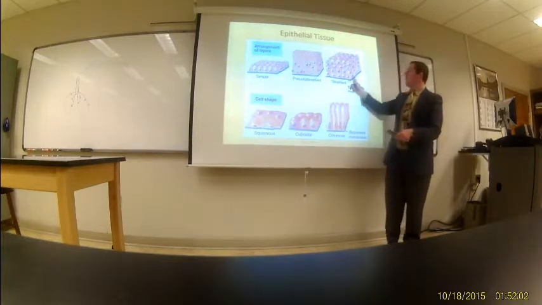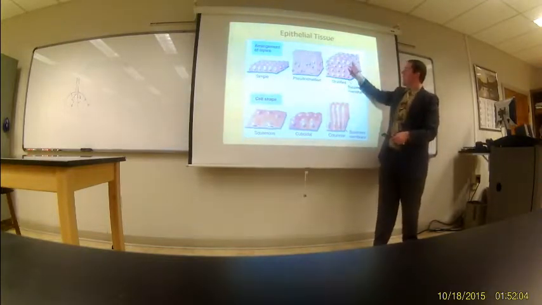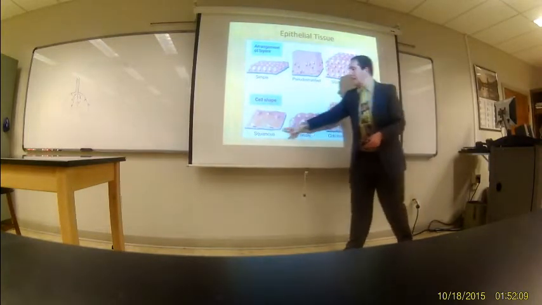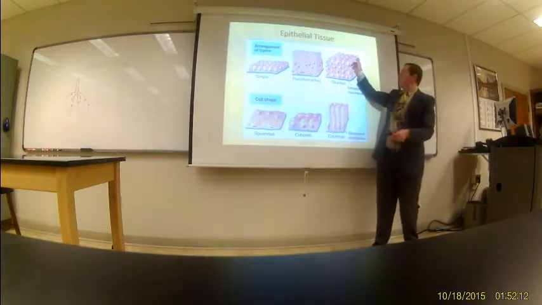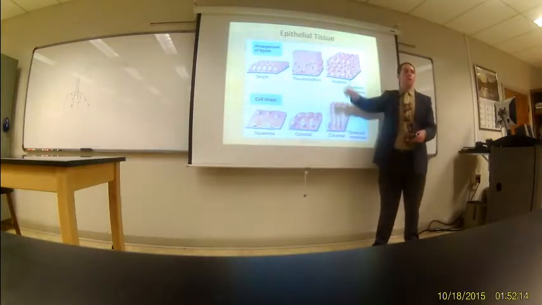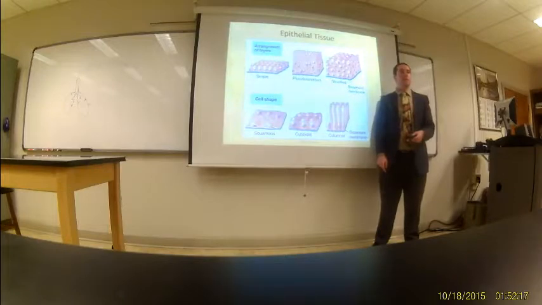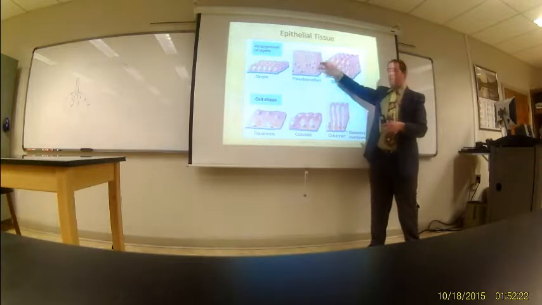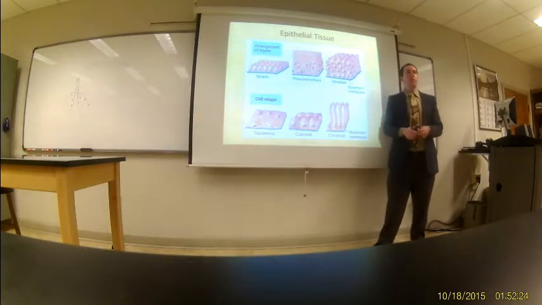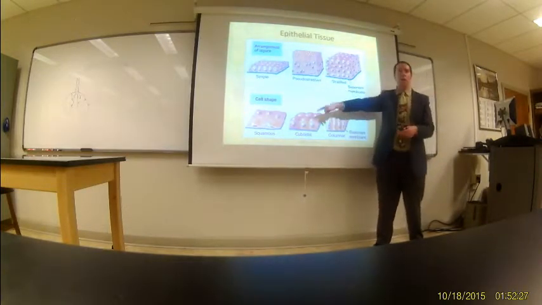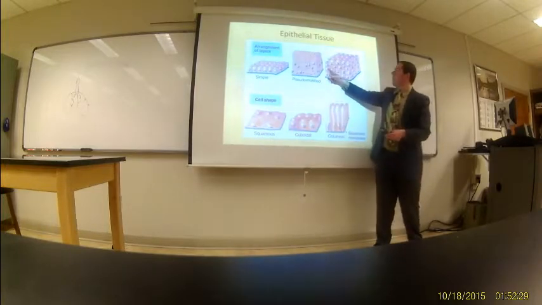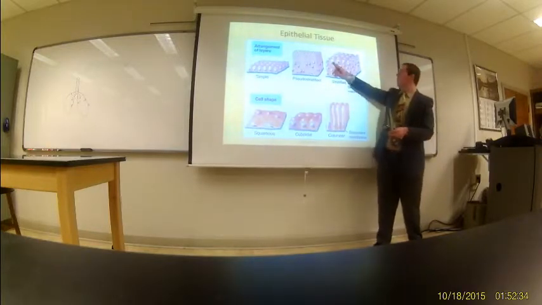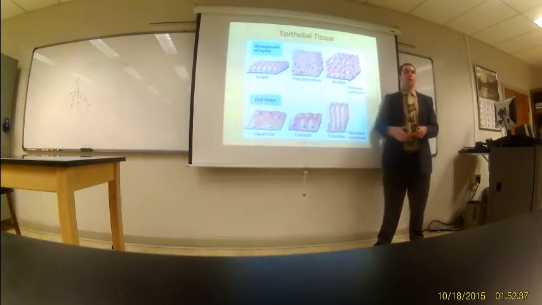What we're going to see is if you have stratified, you can have different shapes of cells in here. The name for the shape is going to come off whatever shape the uppermost layer is, the apical surface. And so what we'll see in the skin, the apical surface is very flat like that. It is a stratified squamous epithelium, but the cells down at the bottom here are going to be cuboidal. But the shape name comes only from the uppermost layer.